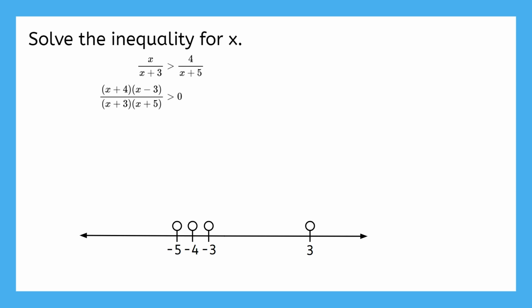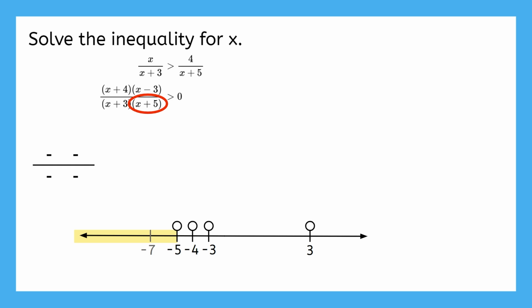Let's see how you did. We choose a number from this section of our number line. We could choose to use something like -7. Negative 7 plus 4 gives us a negative number. Negative 7 minus 3 also gives us a negative number. Negative 7 plus 3 is also negative, and so is negative 7 plus 5.